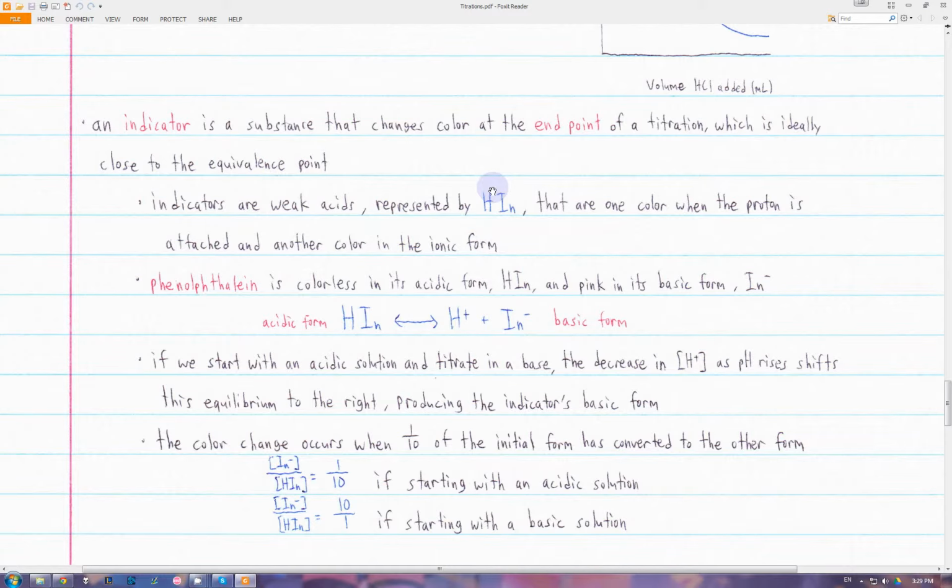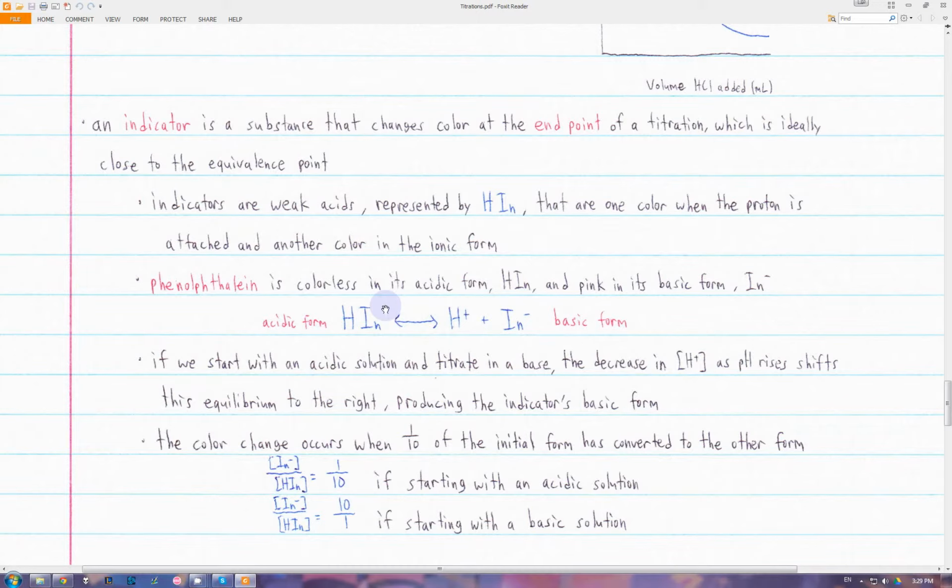One example of an indicator is phenolphthalein. So phenolphthalein is colorless when in an acidic solution and pink in a basic solution. So when in an acidic solution, the indicator will be in this form, HIN, and in a basic solution, the indicator will be in the IN minus form, because this is the dissociation equilibrium of the weak acid indicator.